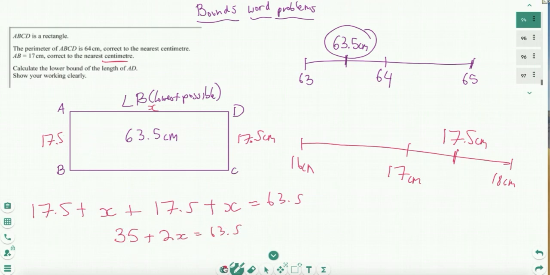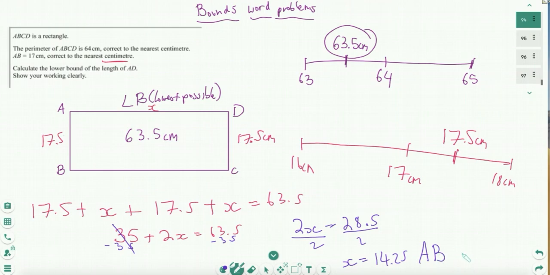We'll now just solve the equation. We'll minus 35 on both sides. So that cancels out. It'll be 2X is equal to 63.5 minus 35. Going to be 28.5. And we're going to divide by 2. So X is 14.25. So that's going to be the lower bound of the length, A to D, centimeters.